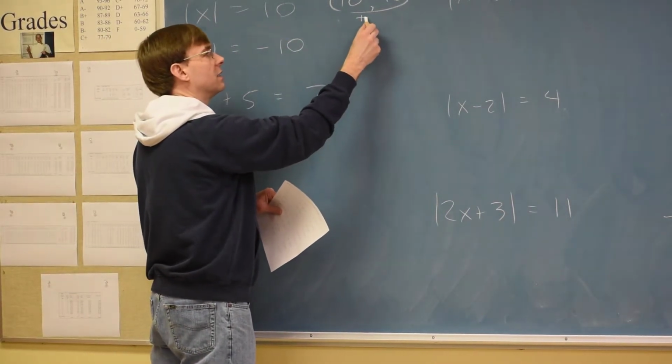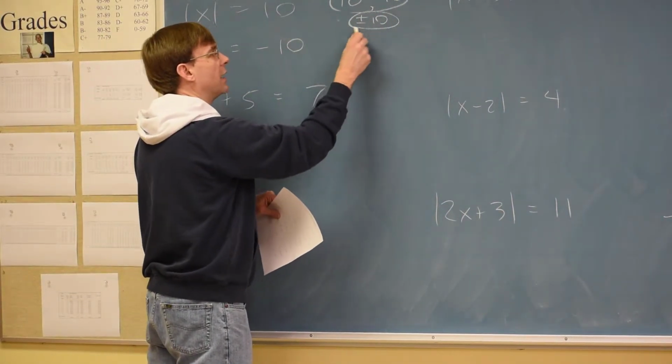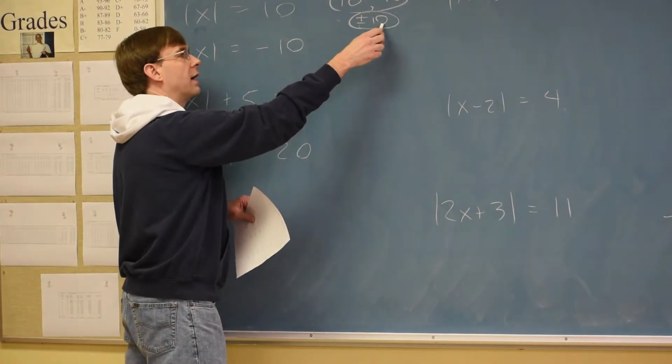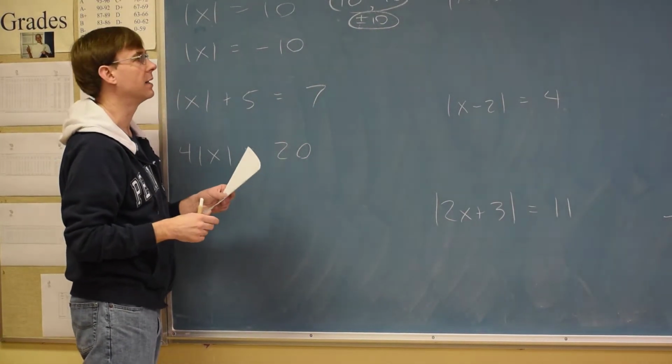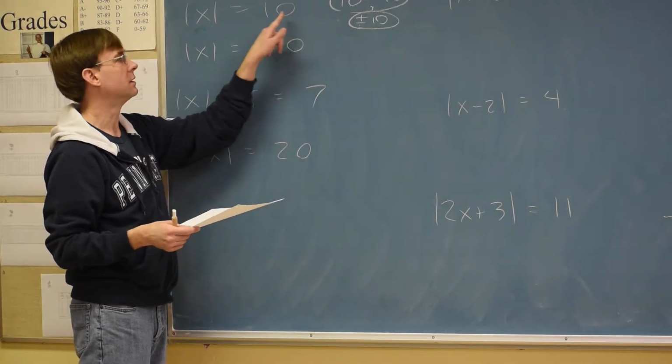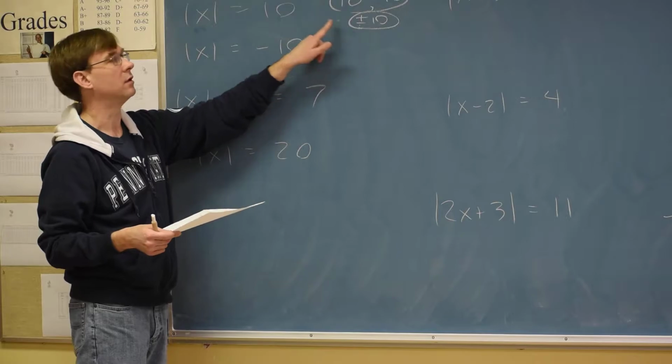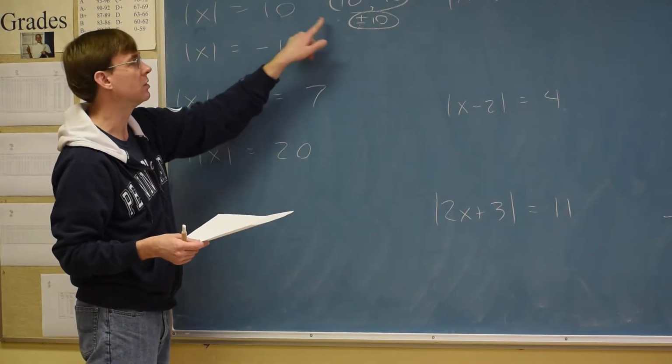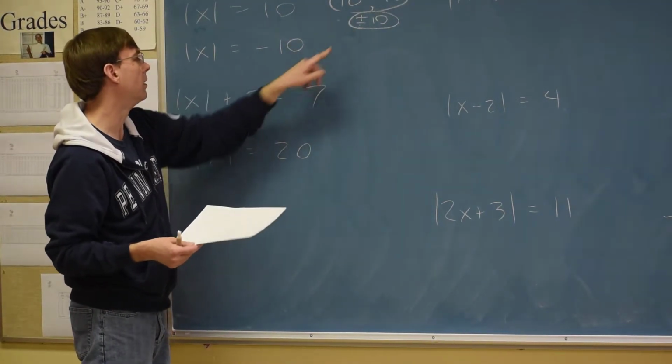If you want to write this in a fancy way, you could write plus or minus symbol, and then write 10 once. It's a little shorter way to write the same thing. So if this were an 8, you'd say plus or minus 8. This is 7, you'd say plus or minus 7. Whatever this is, most of the time, you'd say plus or minus that number.